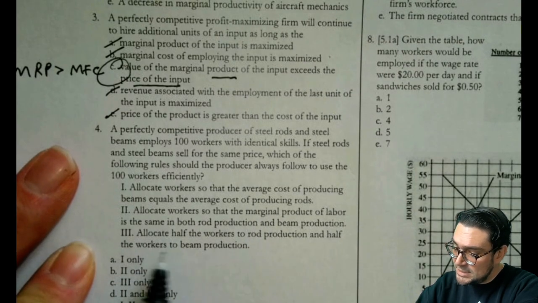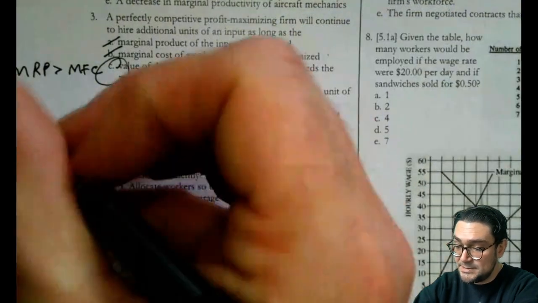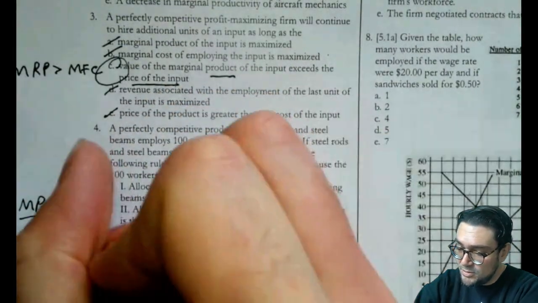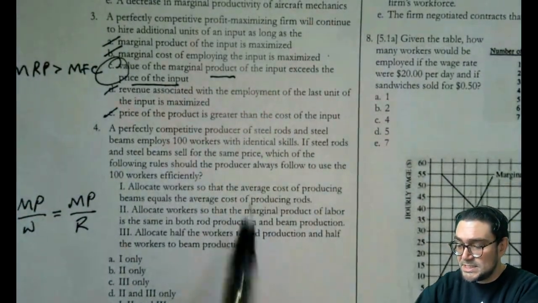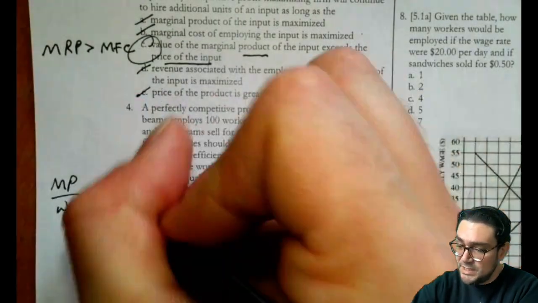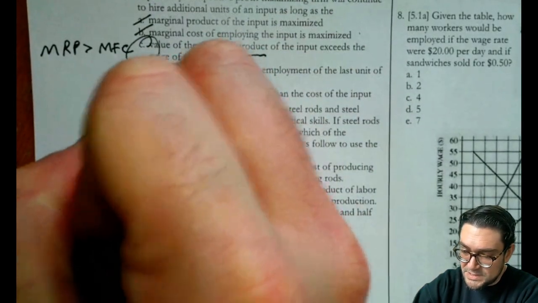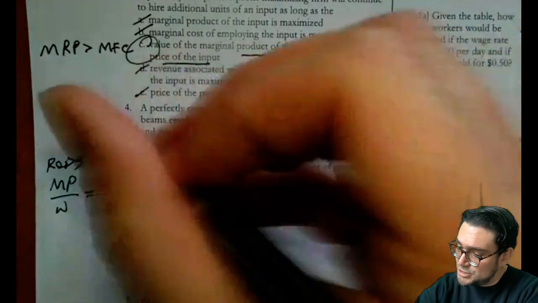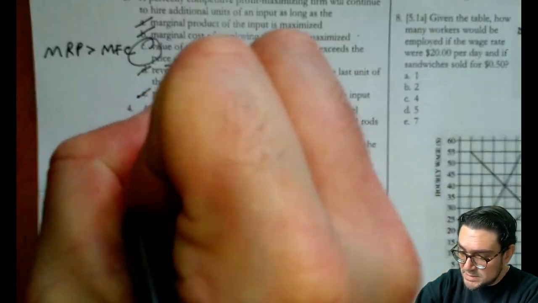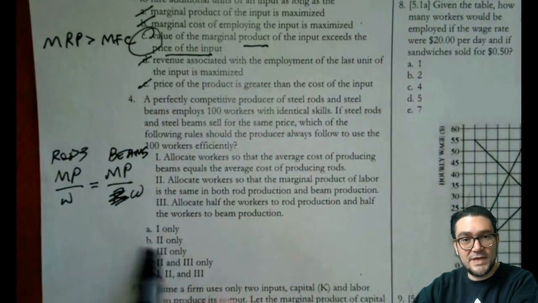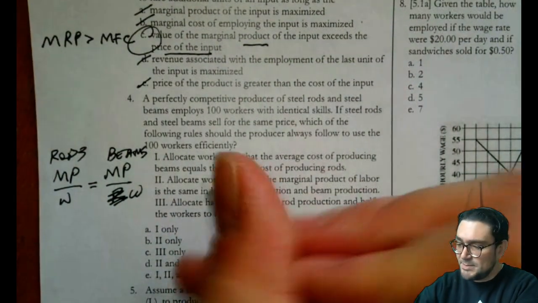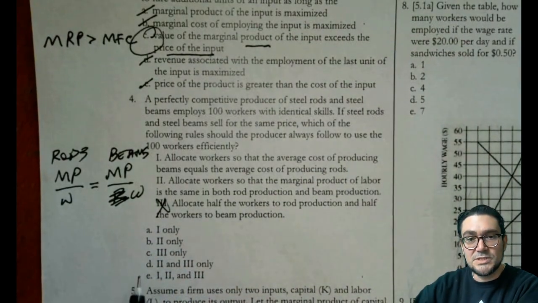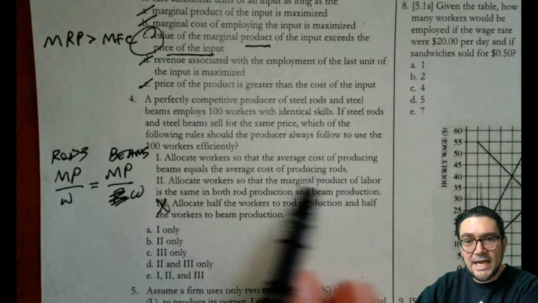And then let's take a look at the third one, because this one is also saying MP over W is equal to MP over the rent rate, but it's kind of comparing which product I should produce. So it's really saying the marginal product of the steel rods, it's not the rent anymore, it's the wage, and the rods and the beams. So it's kind of taking a different form of that problem. Allocate all workers to rods. No, I'm not going to do that because that doesn't necessarily think on the margins of their productivity. So, let's see, average cost of producing beams.